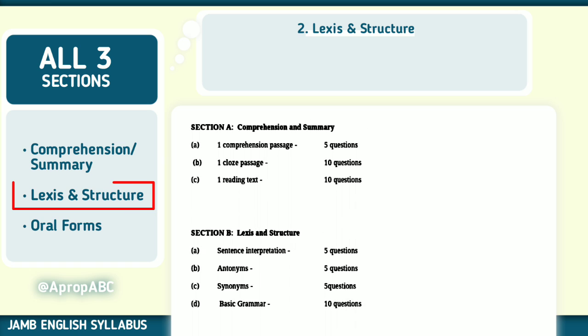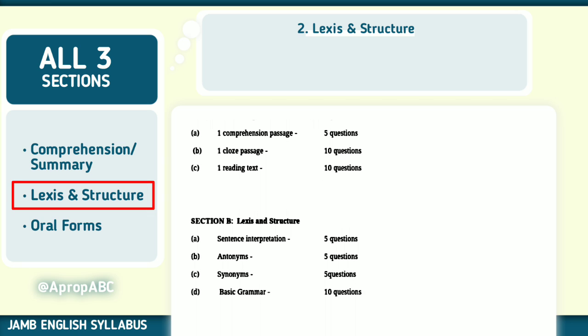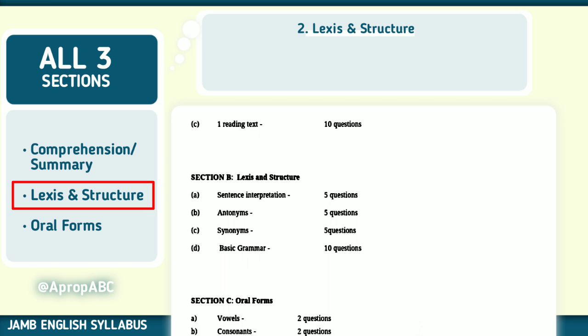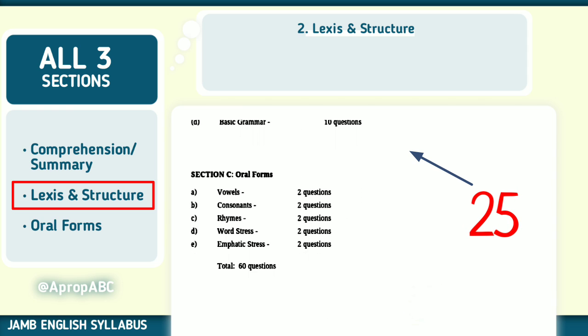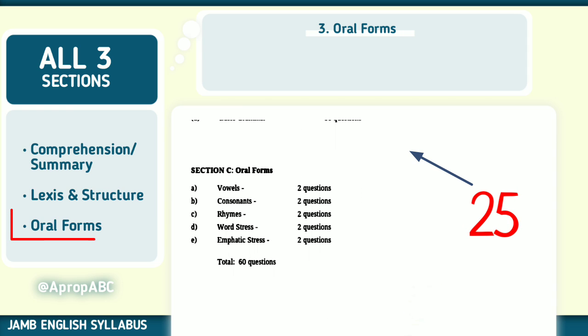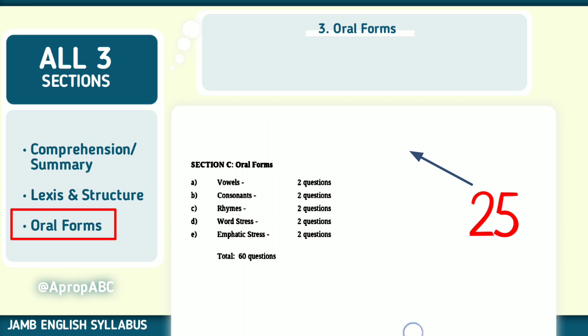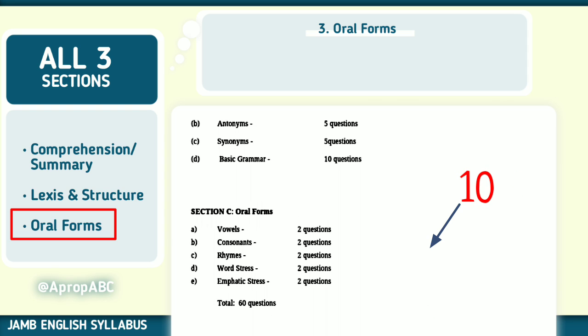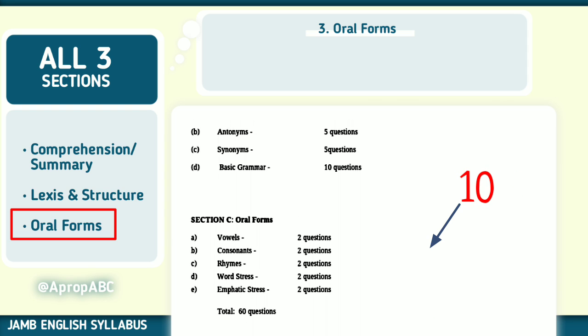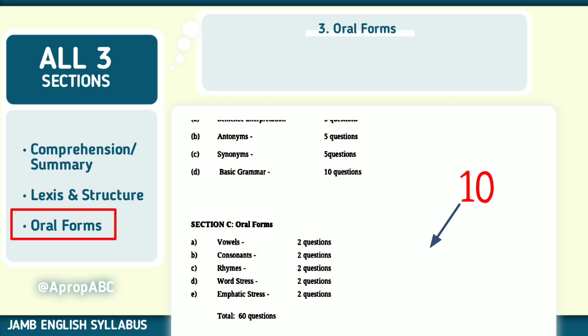So on Lexis and structure, it says interpretation, you have 5 questions, antonyms 5 questions, synonyms 5 questions, basic grammar you have 10 questions. Now orals, you have vowels 2 questions, consonants 2 questions, rhyme 2 questions, word stress, just before you get to emphasis stress. And some of these things are just bonus. Like the JAMB novel now, if you read it very well, it's bonus. All of these word stress, emphasis stress, in fact, bonus.